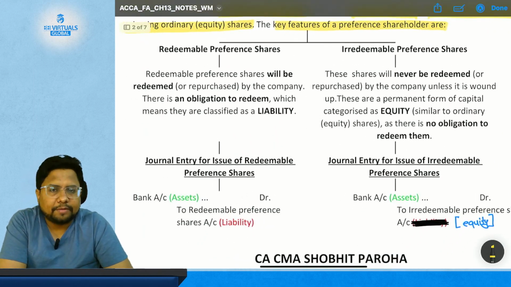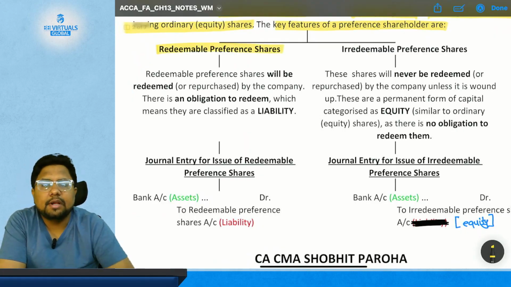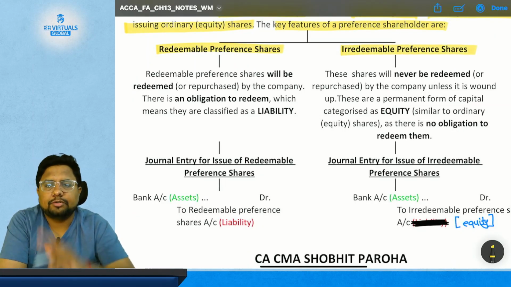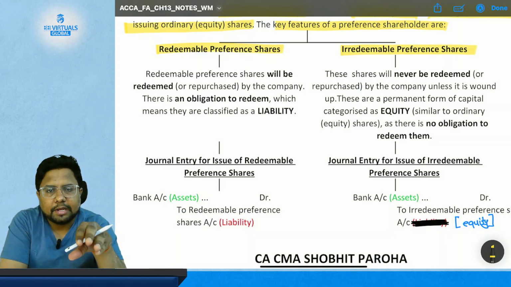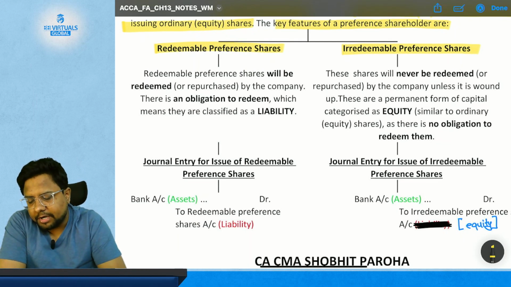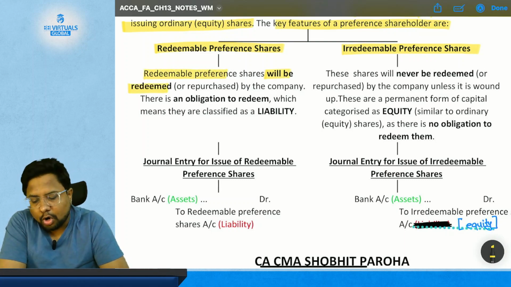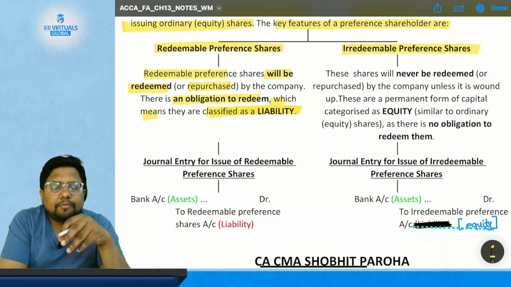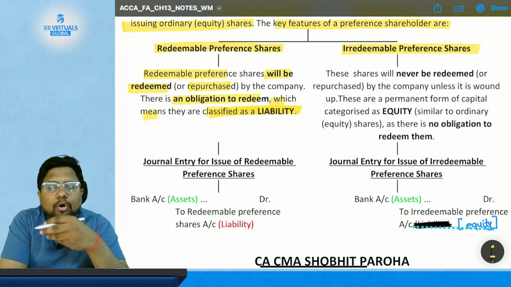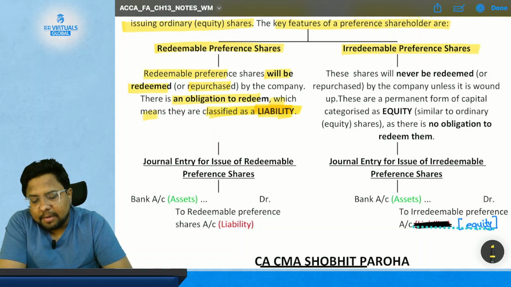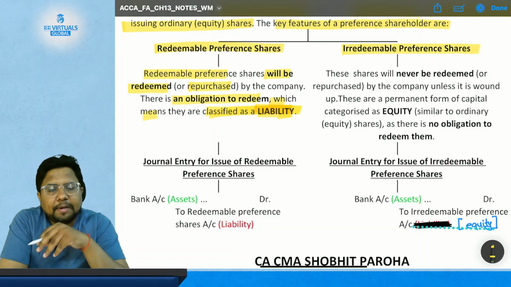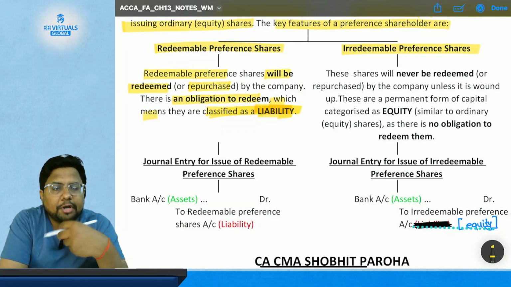First, there are two types of preference share: redeemable and irredeemable. First of all, understand what is redeemable. Redeemable preference shares are shares which will be redeemed or repurchased by the company. There is an obligation to redeem, which means they are classified as liability. The redeemable preference shares are the shares which the company is supposed to redeem back or repurchase. So this is an obligation by law. So it is a liability for the company. It is classified as a liability because the company is supposed to repurchase or redeem them.